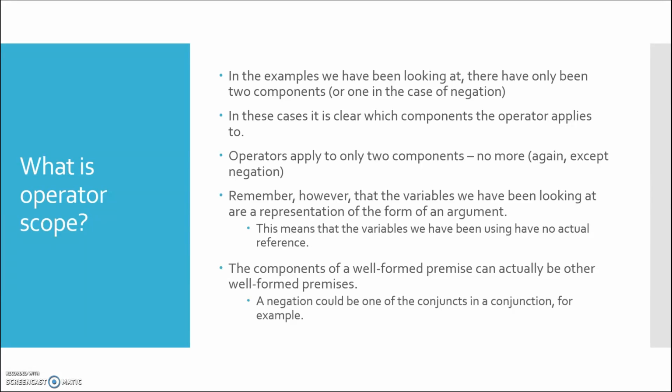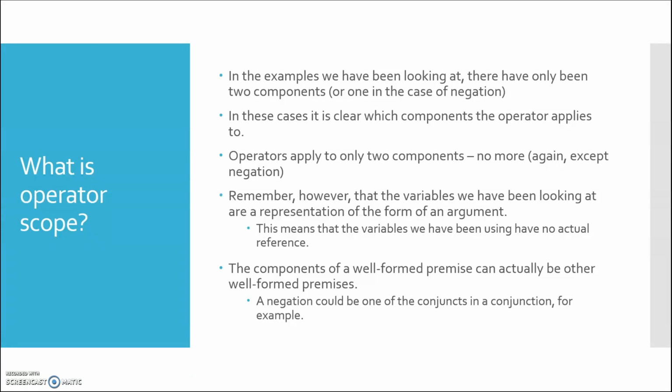The scope of an operator is how much the operator applies to. In the examples we've been looking at, there have only been 2 components, or 1 in the case of negation. In these cases, it's clear which components the operator applies to. And operators will continue to apply to only 2 components, no more, except for negation, that applies to 1 again. But you must remember that we are looking at the form of an argument, not actual premises, when we look at the truth tables and how the operators operate.